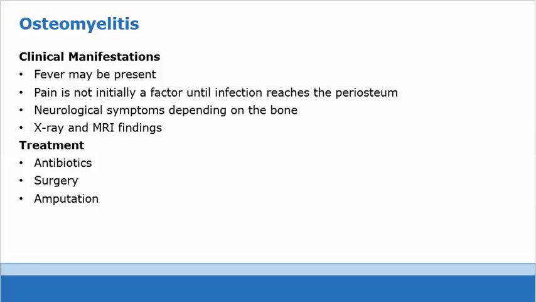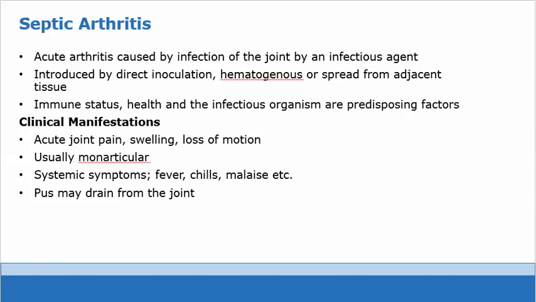So that's osteomyelitis. Septic arthritis is very related to osteomyelitis. It's an infection, but the infection goes into the joint rather than into the bone itself. Now, this is found.